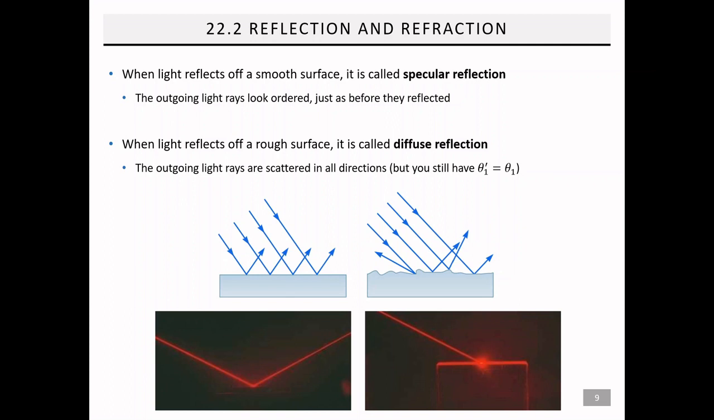Technically, you might say there's more than one kind of reflection. If you have a mirror or a polished metal tabletop, when light reflects off of that smooth surface, we would call it specular reflection. Essentially, the outgoing light rays, the reflected light rays, look ordered. In the pictures on the left, you can see that all of the light rays come in parallel to each other, and after they reflect, the outgoing rays are also parallel to each other. This surface is very smooth, so there's no funny business going on.